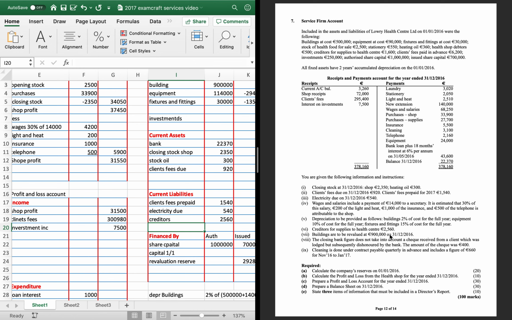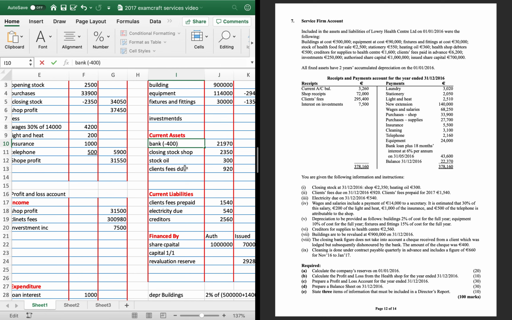We've done the revaluation reserve. Okay, this is where we're saying the bank might change. The closing bank figure doesn't take into account a check received from a client which was lodged but subsequently dishonored by the bank. The amount of the check was 400, so the amount in our bank is actually 400 less. So it's 22,370, and we have to take 400 away.